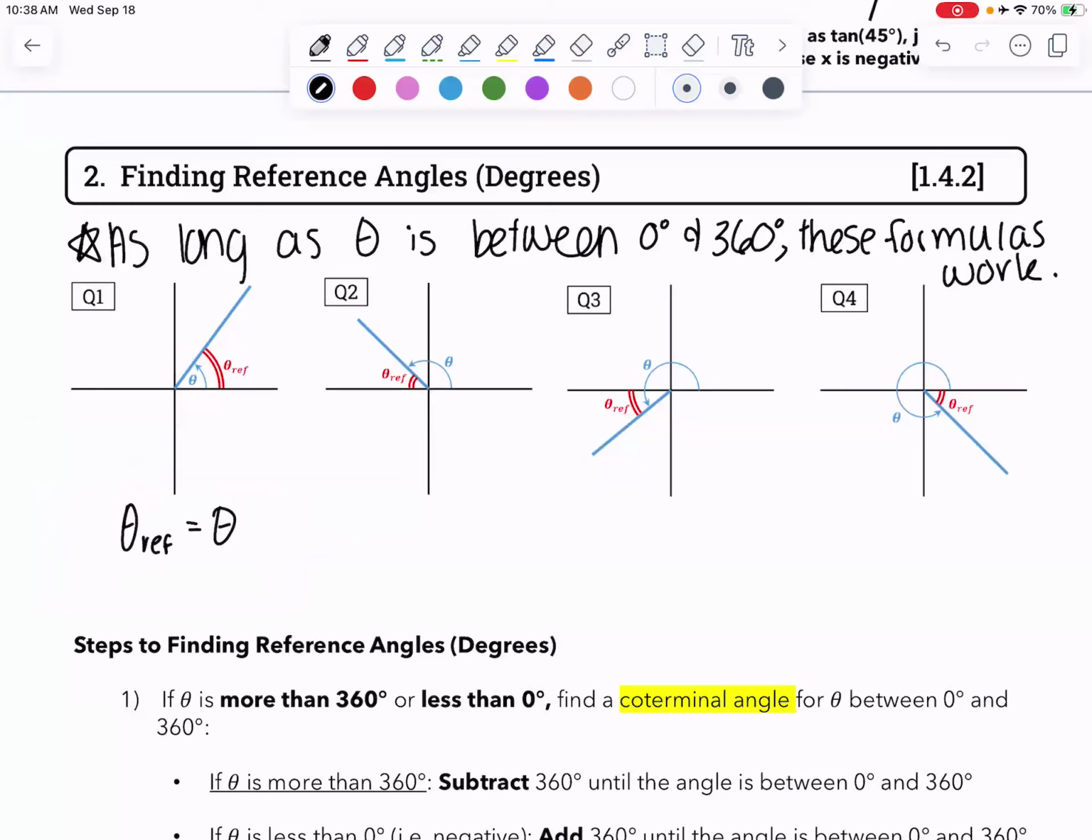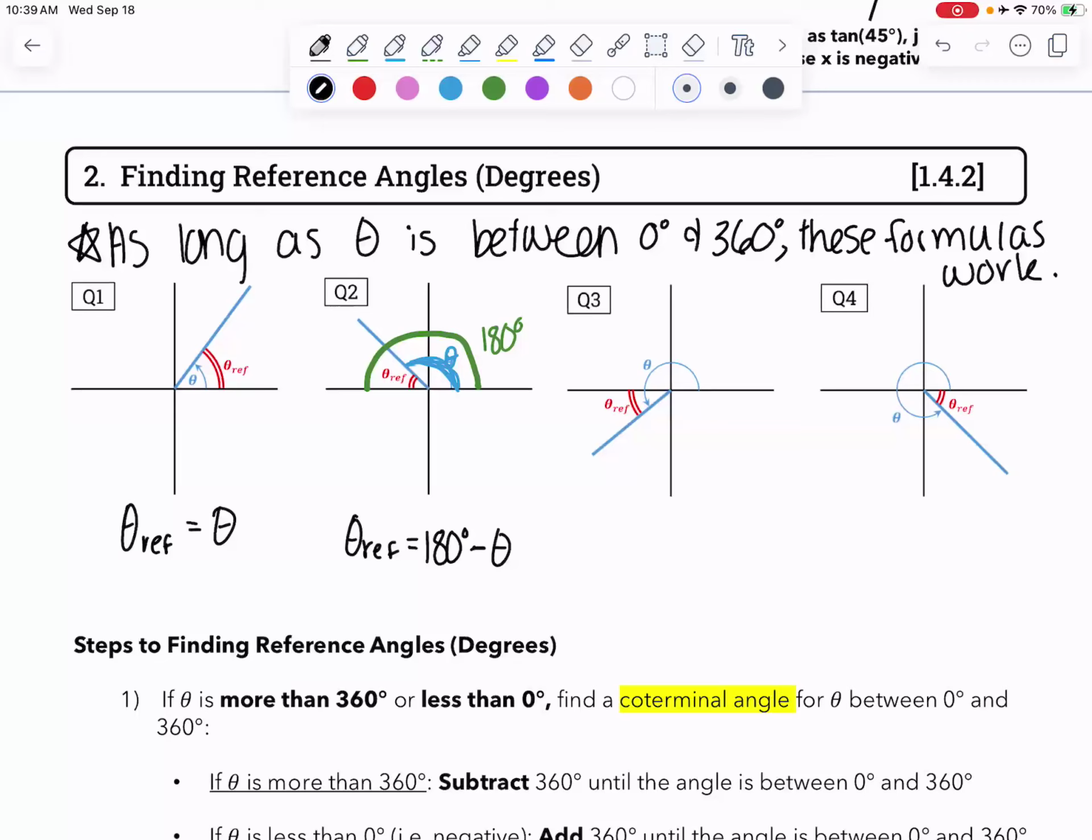All right. In quadrant 2, this entire distance would be 180. This would be 180 degrees, right? Right here, this guy we know is theta. So as I had mentioned before, this reference angle is 180 degrees minus theta.